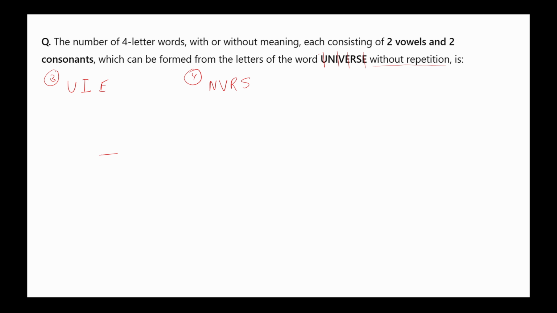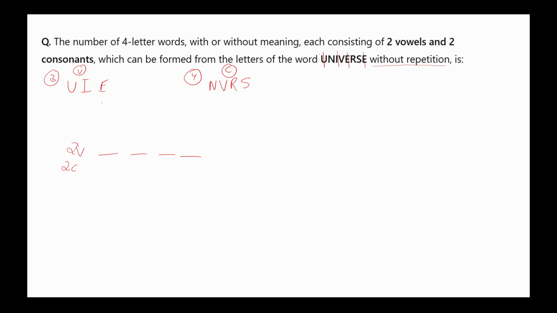So now we have to form a 4-letter word. And they've told us, again, with or without meaning, it should have 2 vowels and 2 consonants. This is my vowel and this is my consonant. So that means from vowels I will have to choose 2, from consonants I will have to choose 2, and then I can arrange those in 4 different ways, right? Because all those 4 words are going to be different.